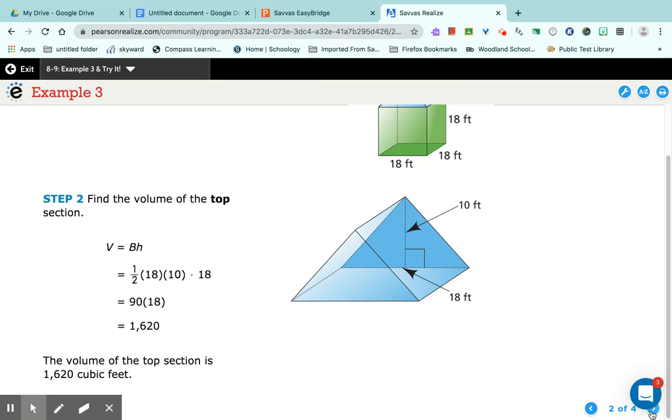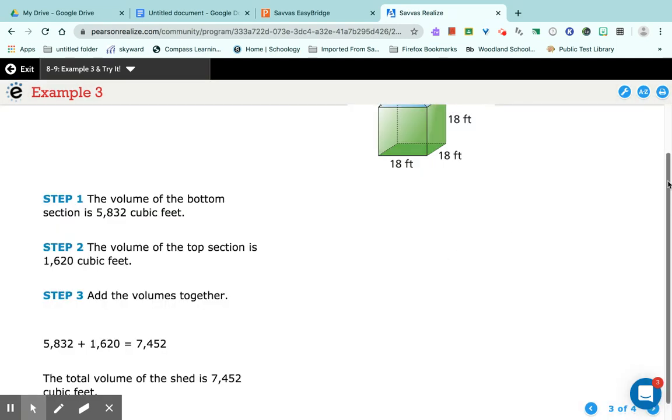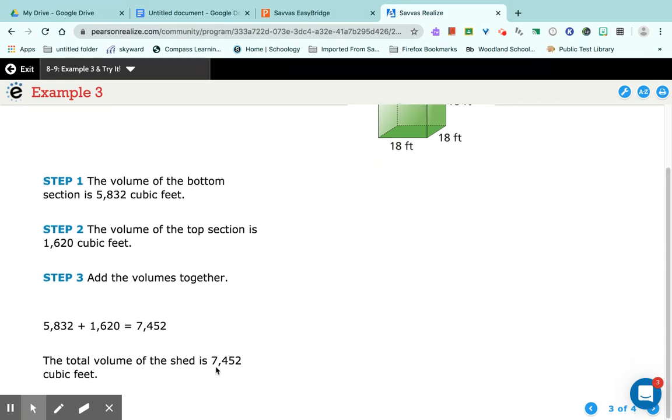Then you have to put those together. Add them together, so your total volume of the shed is 7,452.